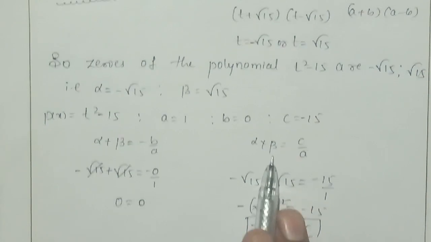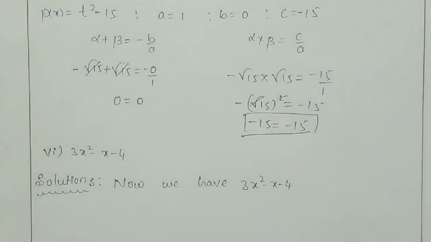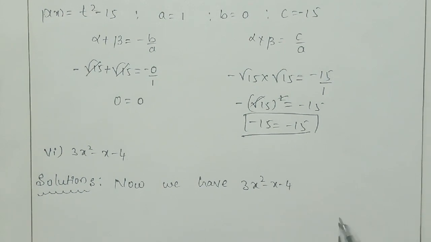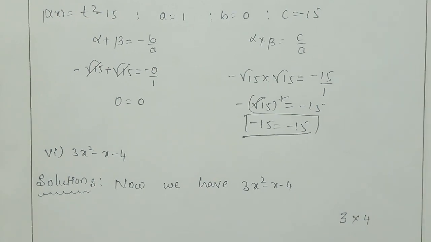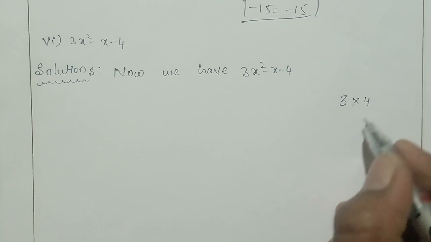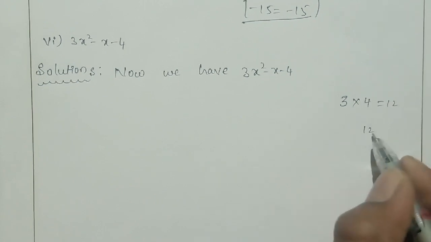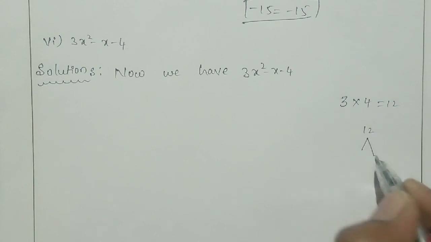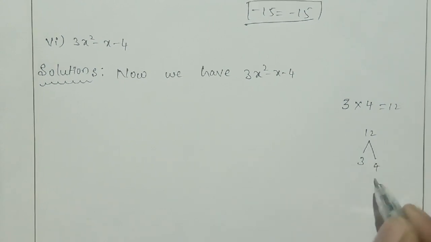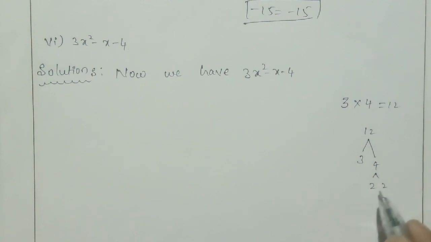So next you can go to the sixth one, that is 3x square minus x minus 4. Okay, now we have 3x square minus x minus 4. So here the x square coefficient is 3, and the constant is 4. 3 into 4 is 12. You can find its prime factors. 3 into 4, and 4 means 2 into 2. You can make two groups with the help of these factors.